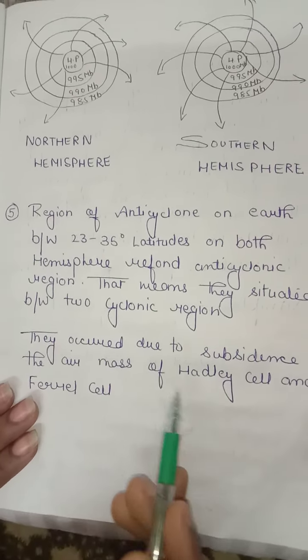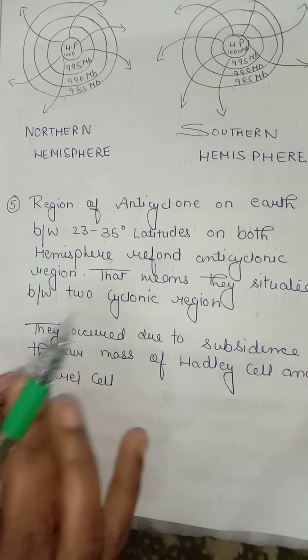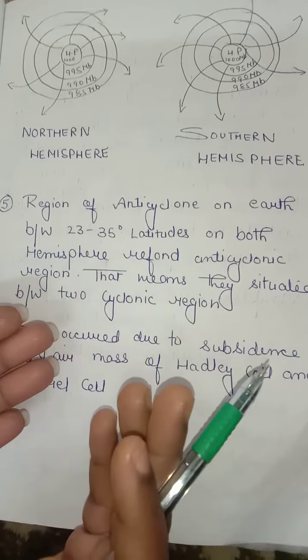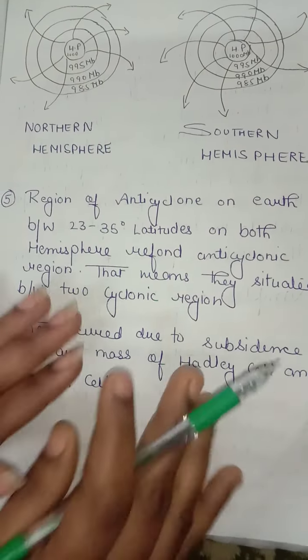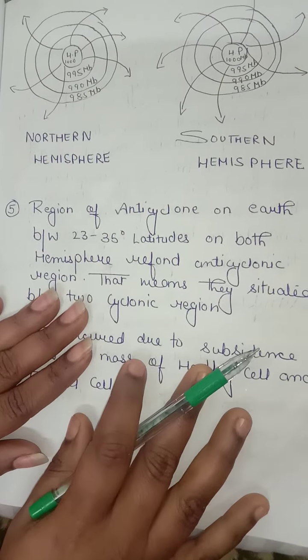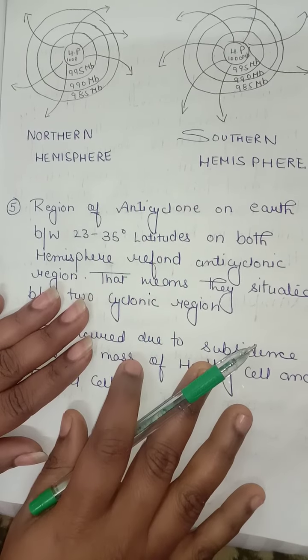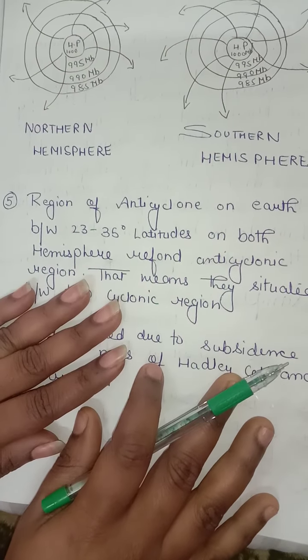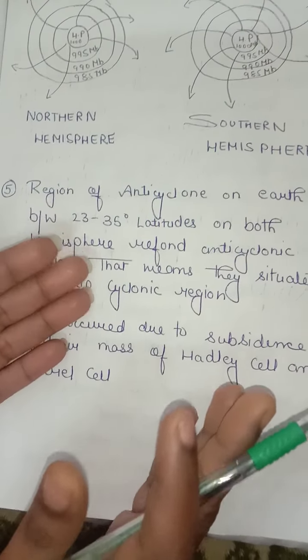Okay, first we discuss the Hadley cell. Hadley cells are the low latitude overturning circulation that have air rising at the equator and air sinking at roughly 30 degrees latitude. They are responsible for the trade winds in the tropics and control low latitude weather patterns.